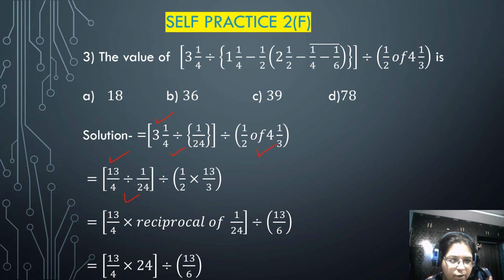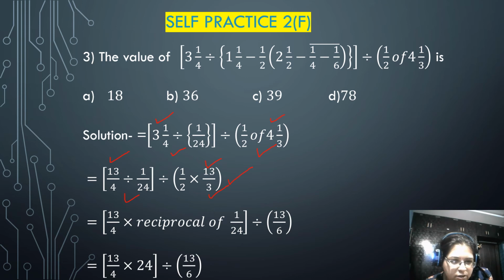Division of half of, the multiplication symbol, so half 1/2 multiplied with, we convert this mixed fraction 4 1/3 into an improper fraction. Multiply the denominator 3 with the whole 4 plus numerator 1. 3 multiplied with 4 is 12. 12 plus 1 is 13. 13/3. Now we get 13/4 division of 1/24, that is inside the square bracket. Division of 1/2 multiplied with 13/3, that is inside the parenthesis.